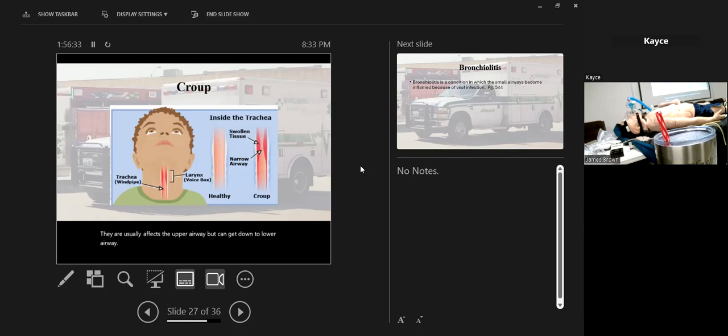Any questions on croup? Treatment for this is usually supportive, in the hospital. A lot of times, all we're going to do is give them oxygen and keep them calm. That's why it's a hospital.